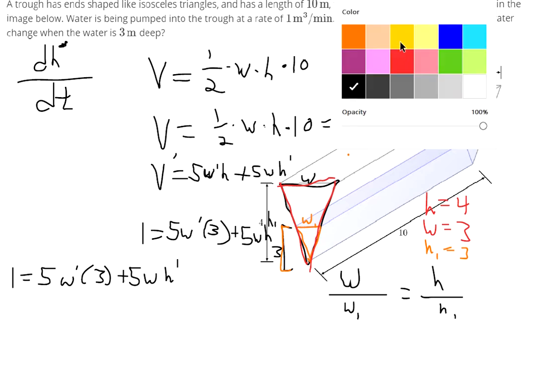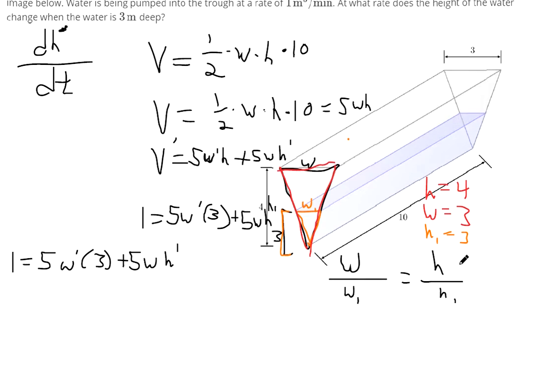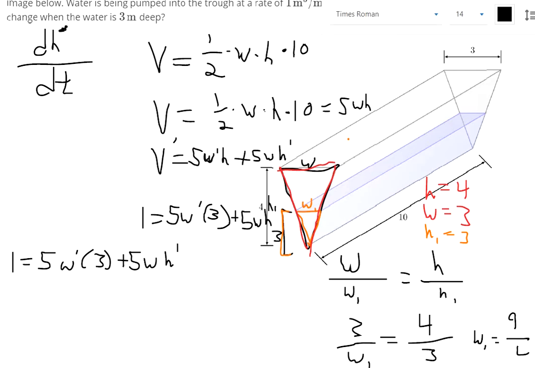So we can plug all that information into this equation that we got from the fact that they're similar triangles. 3 in for W. W sub 1 is the thing we're trying to solve for. The height is 4 of the bigger triangle. The height is 3 for the little triangle. So if you solve that equation for W sub 1, this is 9 equals 4W. So that's 9 over 4. So now we have W sub 1.